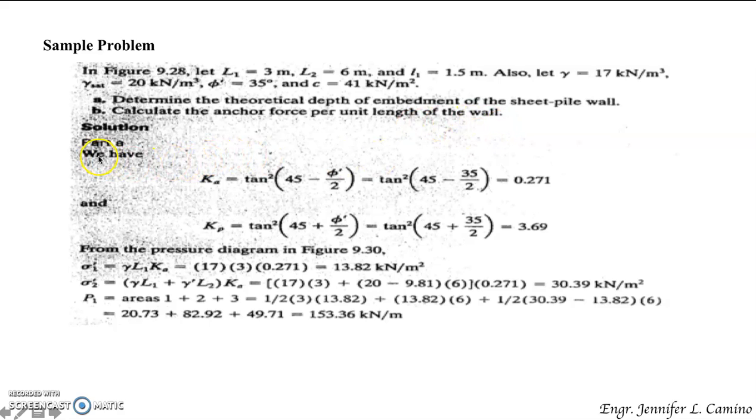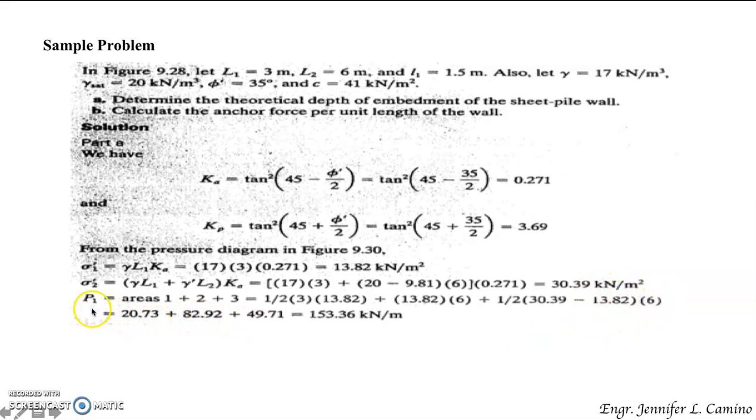So for this one, we have to determine our Ka and Kp. Our Ka is 0.271. Our Kp is 3.69. So we are going to determine from our pressure diagram our sigma sub 1 prime and our sigma sub 2 prime, which is 13.82 kilonewton per meter squared and 30.39 kilonewton per meter squared.